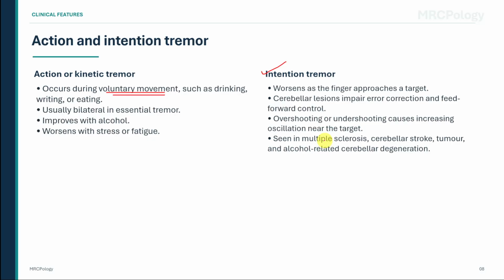By this stage, the examination may already have identified other cerebellar signs. The finger-nose test confirms and consolidates the impression that the tremor is caused by impaired cerebellar coordination rather than basal ganglia dysfunction. Important causes include multiple sclerosis, cerebellar stroke, tumor, and alcohol-related cerebellar degeneration. The clinical context helps separate them.